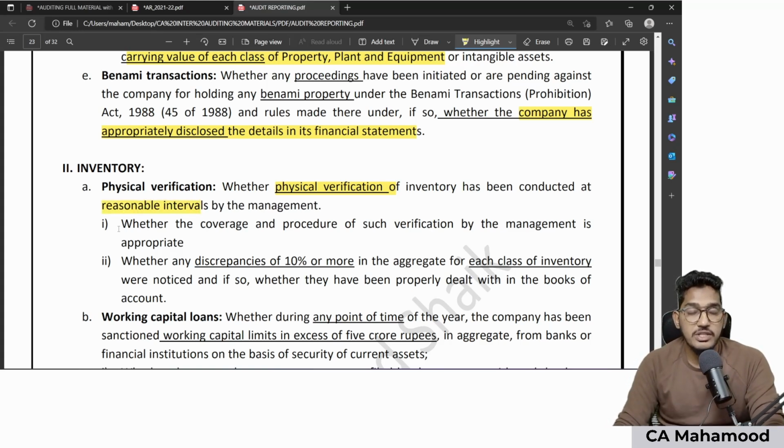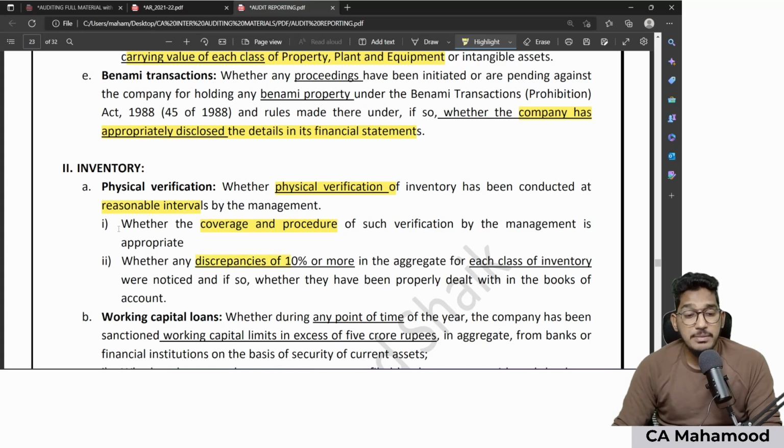Here, reasonable intervals means once in every year. For physical verification of inventory, reasonable interval means what? Once in every year. And whether the coverage and procedure of such verification is appropriate. Whatever coverage management has done, whatever procedure management has followed for doing that physical verification, is that appropriate or not, you have to give the comment.